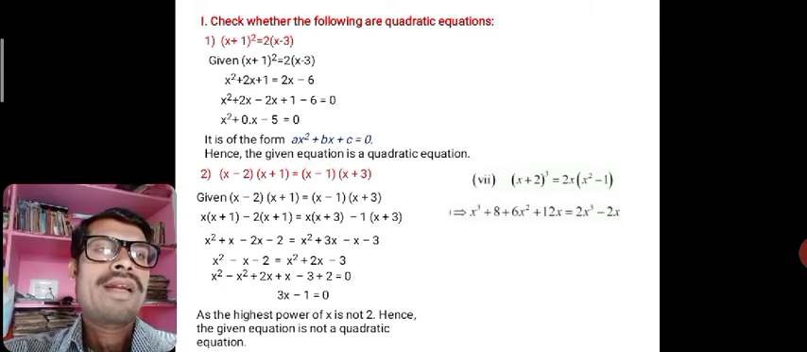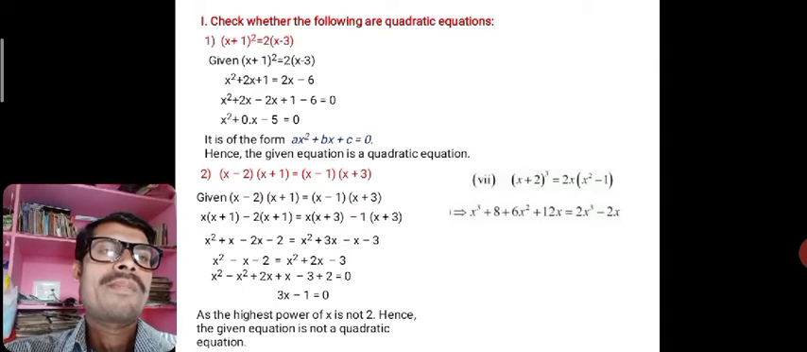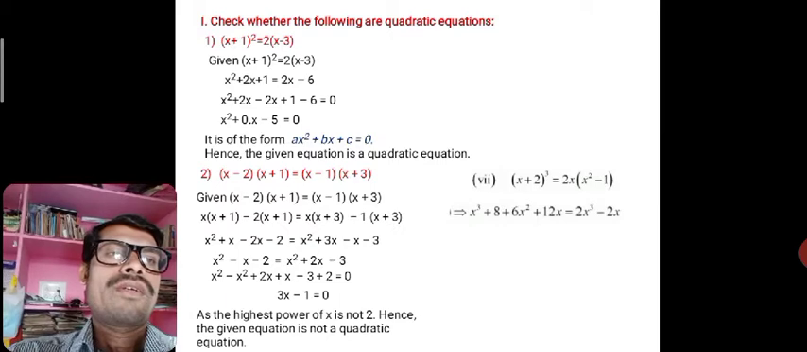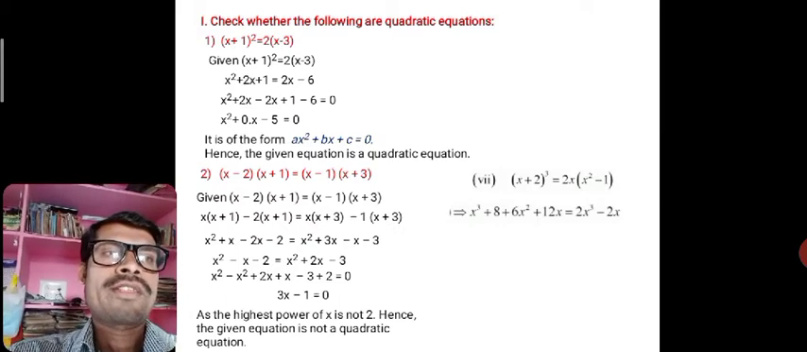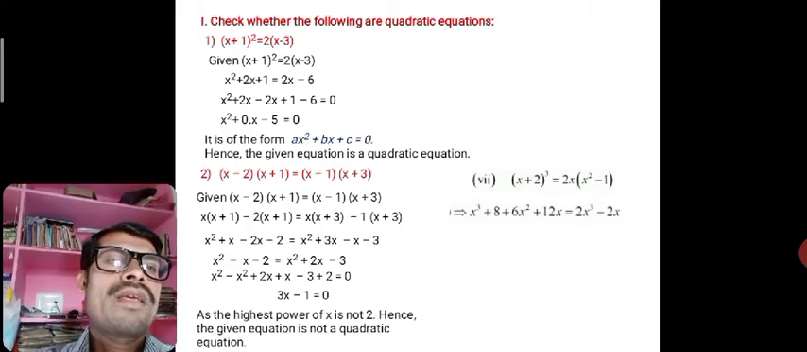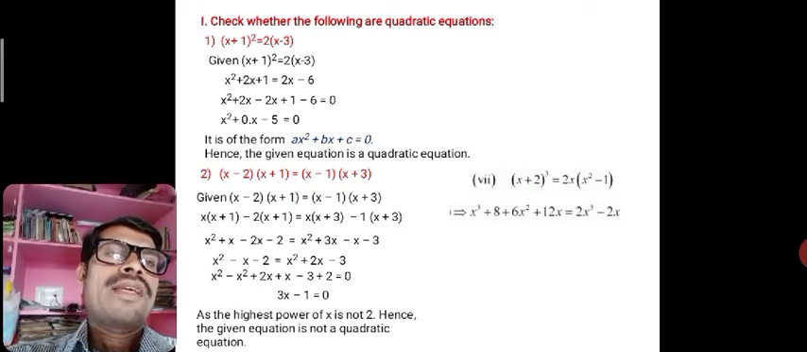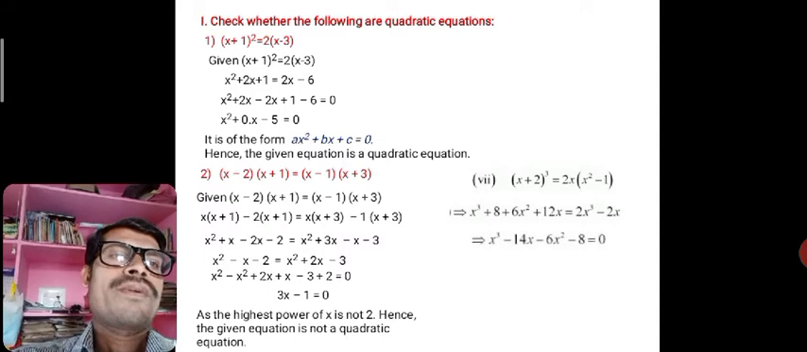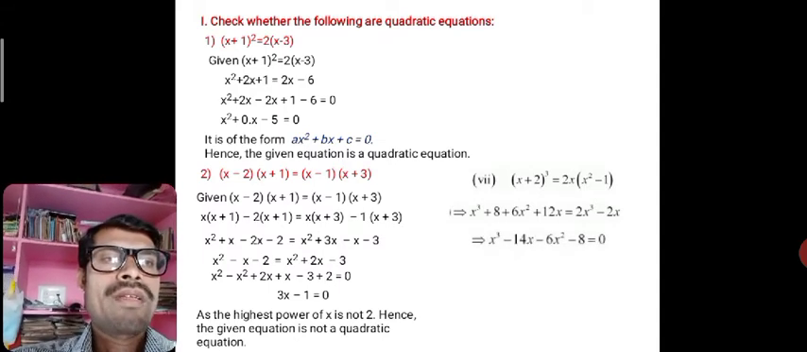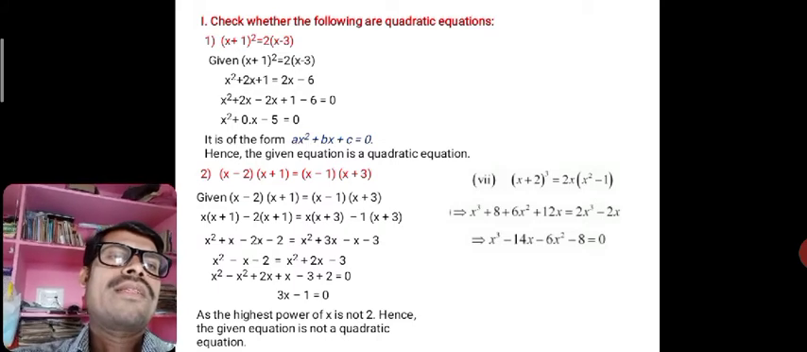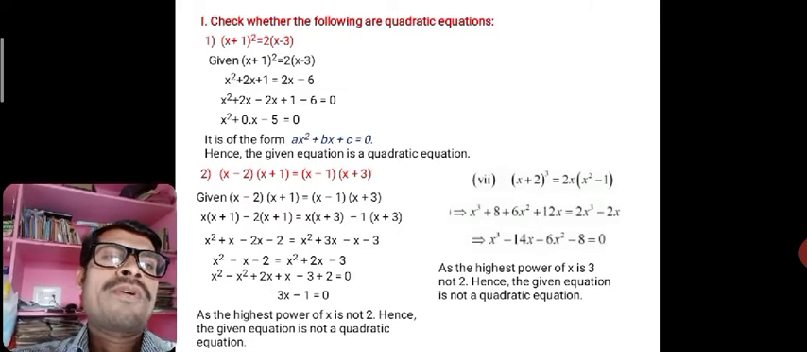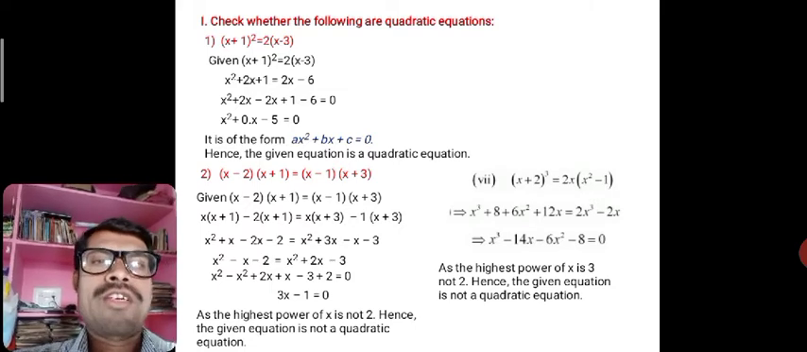is equal to, you write, that is, you can multiply 2x with x² - 1. 2x into x² is 2x³, minus 1 into 2x is 2x. By transposing, we get x³ - 14x - 6x² - 8 = 0. You see, in this equation, the highest power of x is 3, not 2 here.